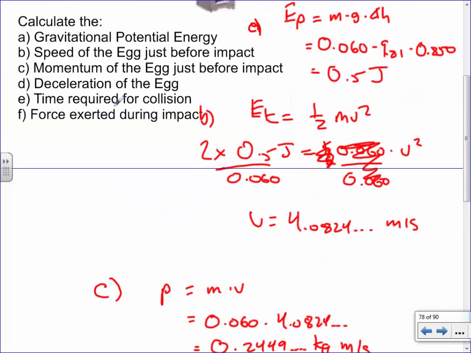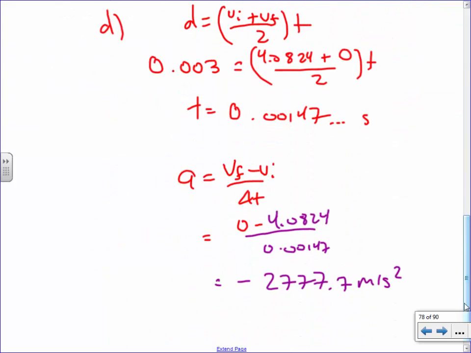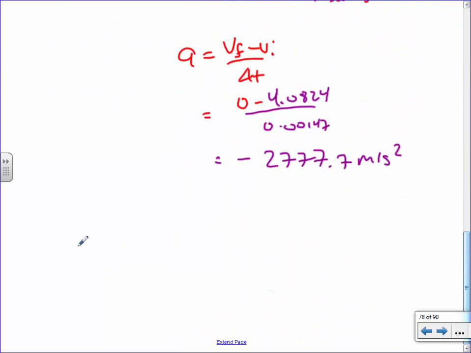It wanted the time required for the collision. Yeah. So the nice thing about the way this one works is that I kind of asked you the question in the wrong order, but we actually ended up solving it anyways. So we don't actually have to do E because we already found it. The last one wants us to find the force exerted during impact, and I'm going to show you guys how to calculate this force 2 different ways.